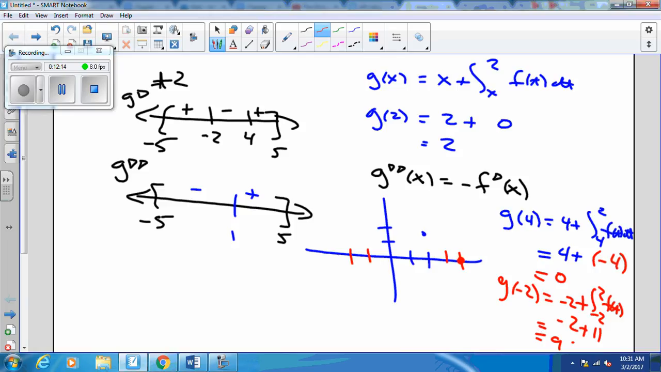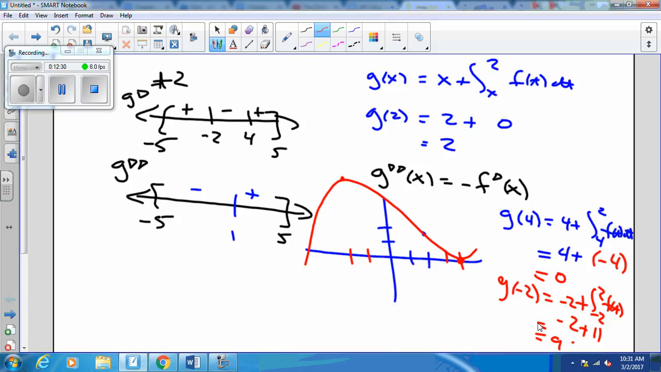So this gives me a max at -2, 9. And I think that's enough. I think I can draw my graph something like that. And then I can use the G double prime to check.